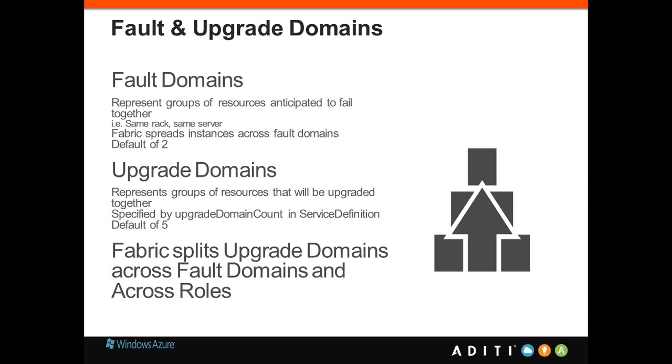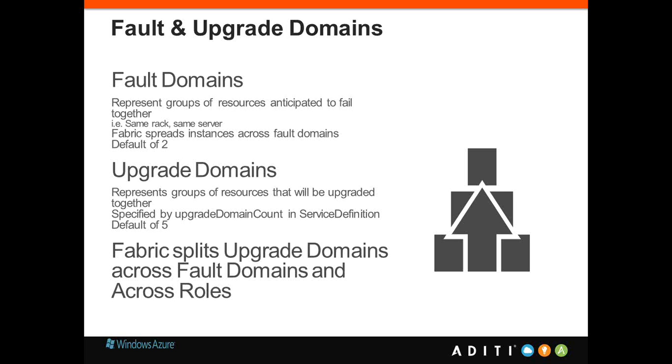So that whenever one fault domain goes down, which is a rare possibility, you still have your application readily available. And by the time, in a minute, your next fault domain will come up automatically. That is taken care of by the Windows Azure Fabric controller.